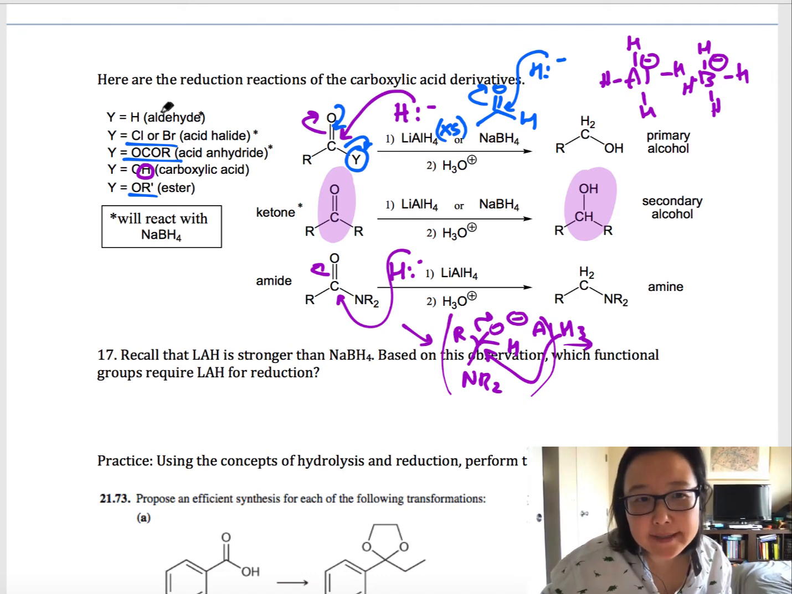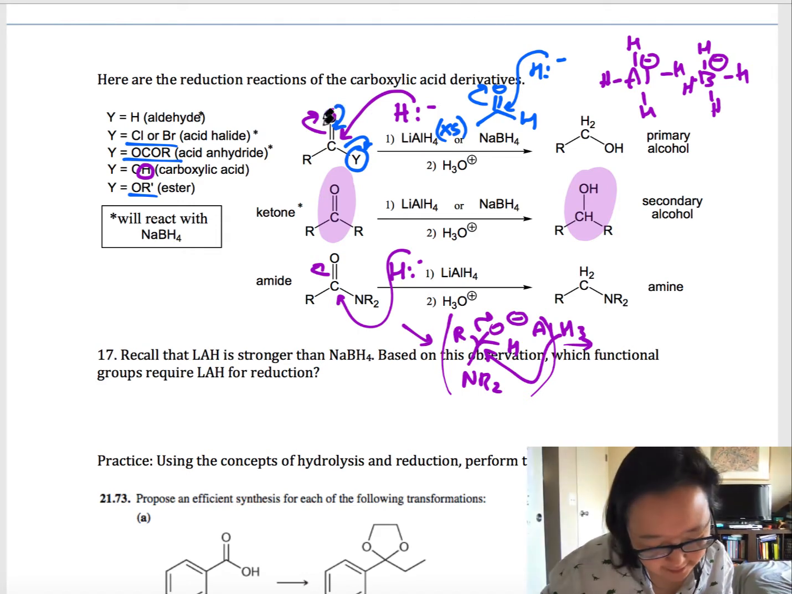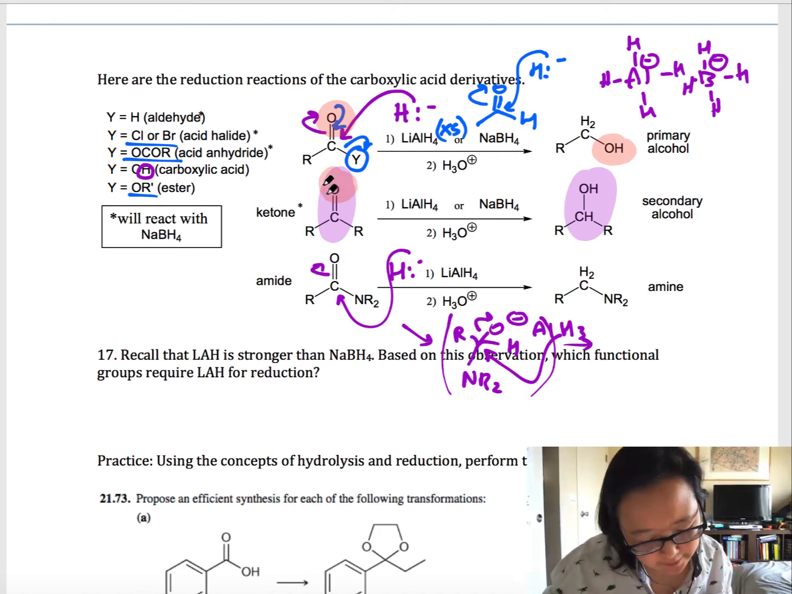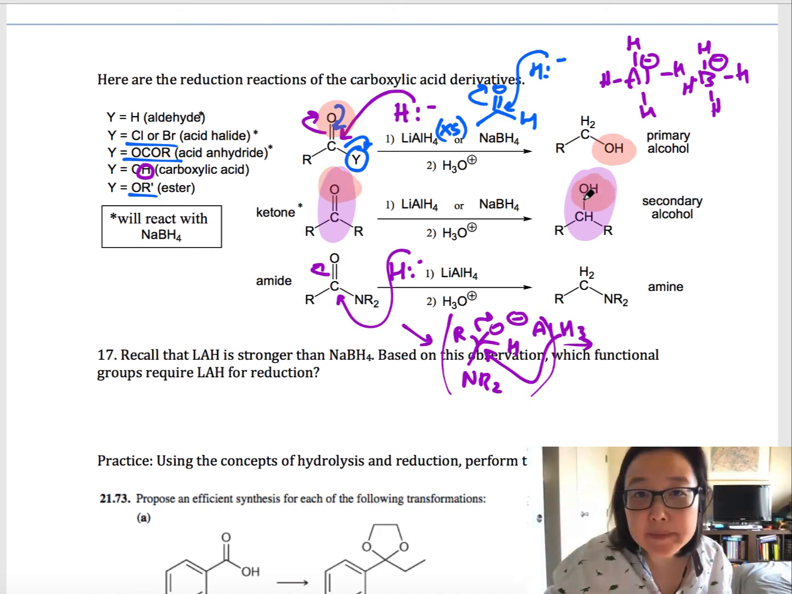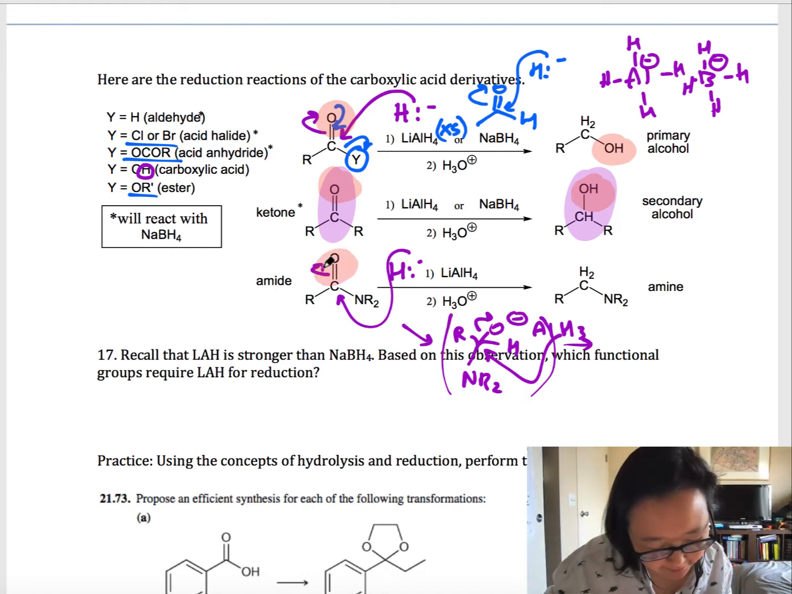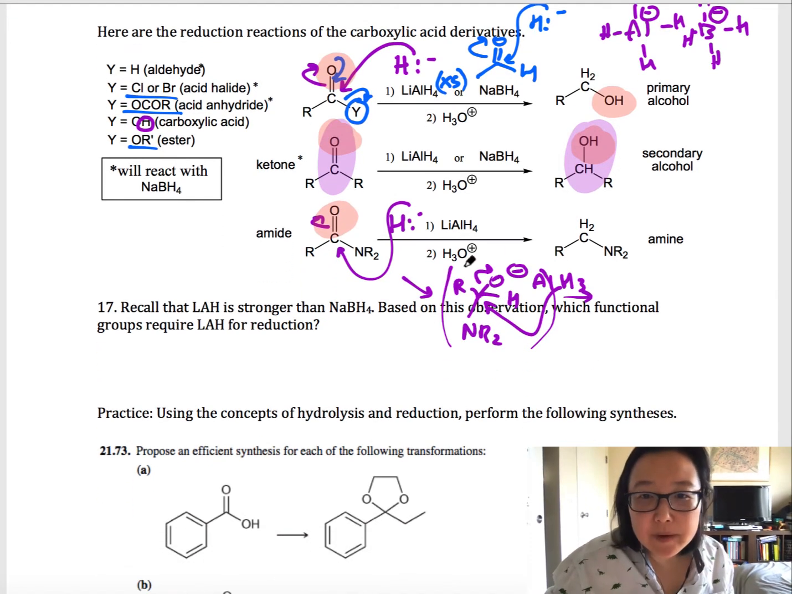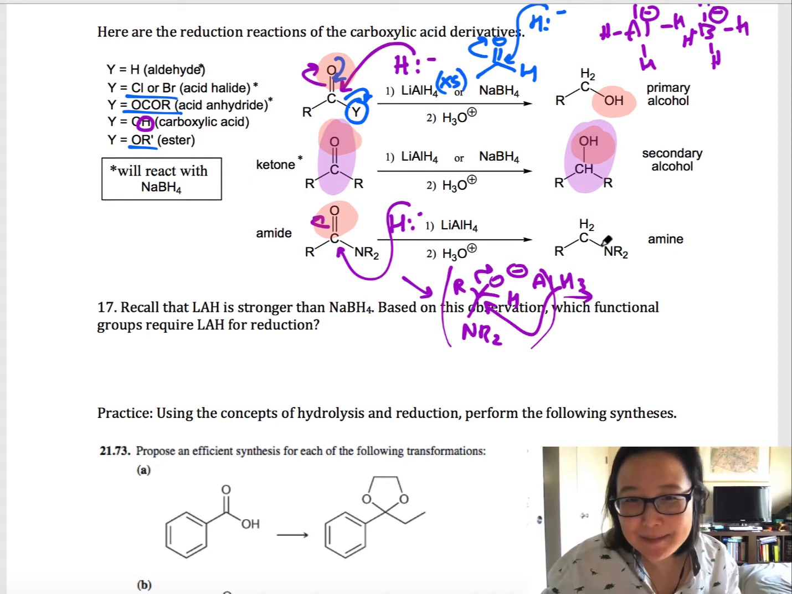Okay, so the pattern is when you have a good leaving group, you'll still be able to get the alcohol because you're going to keep holding on to this carbonyl oxygen right here. And with aldehydes and ketones, of course, we also held on to that carbonyl oxygen. But for things like amides, it's a little more complicated. We see that oxygen is no longer present, and that's because of this kind of mechanism here. So just be aware of that discrepancy in the pattern.